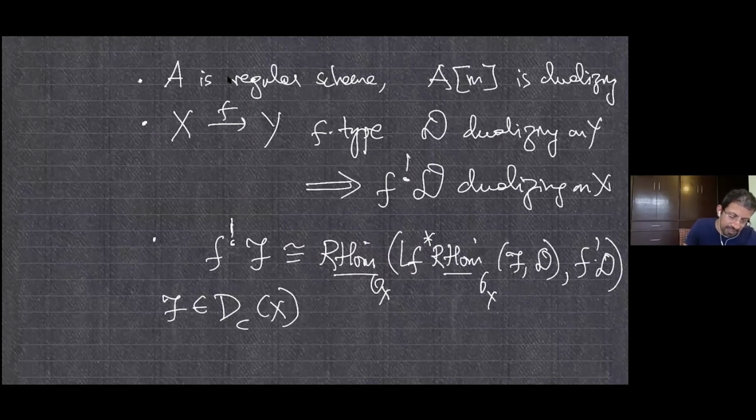What this big-looking formula is saying is that if you want to compute f upper shriek F, that mysterious functor, which is right adjoint to f lower star for proper maps and open immersions, or for smooth maps is f upper star tensor with omega, here's what you can do. Dualize it on Y, pull it back using ordinary f upper star, and dualize it back on X, because f upper shriek D is dualizing on X, using this complex.